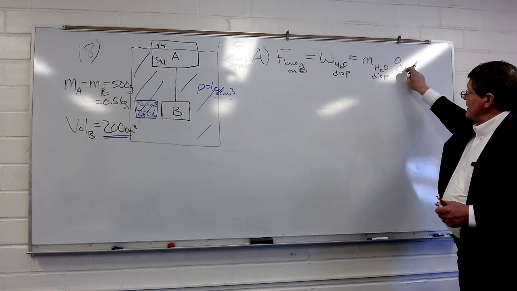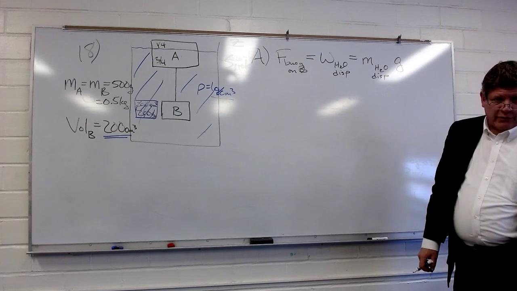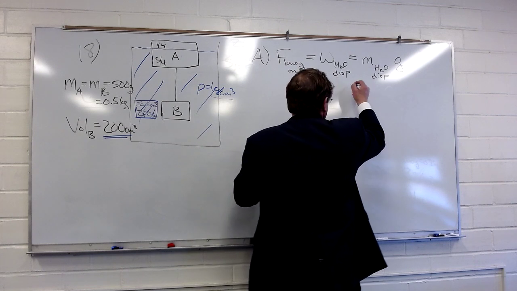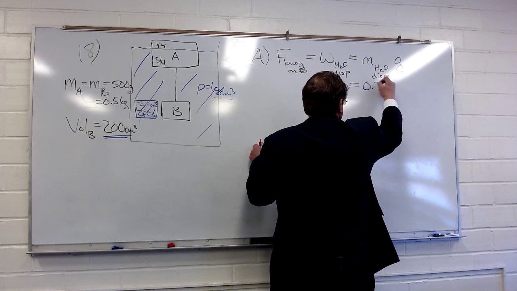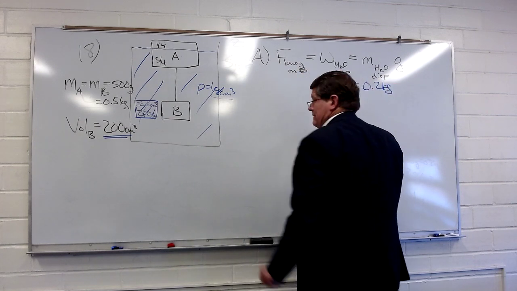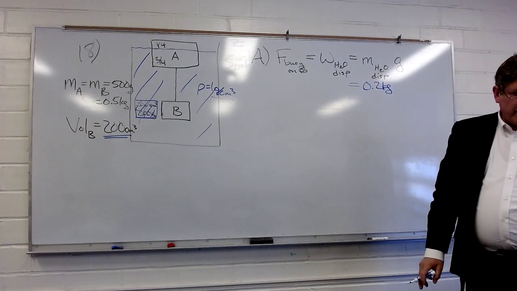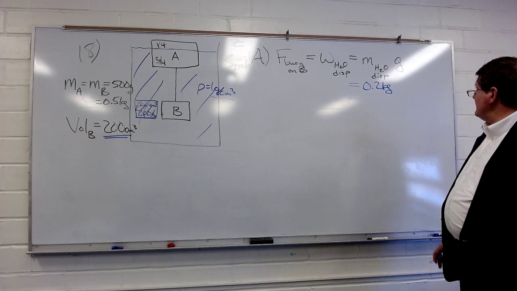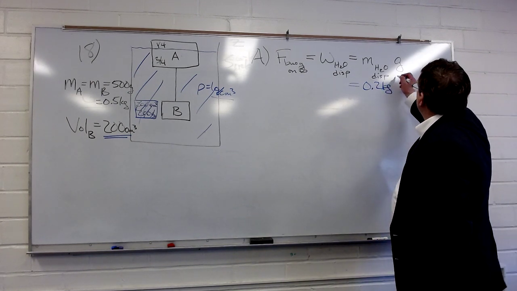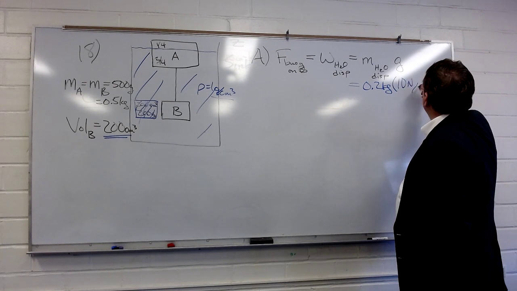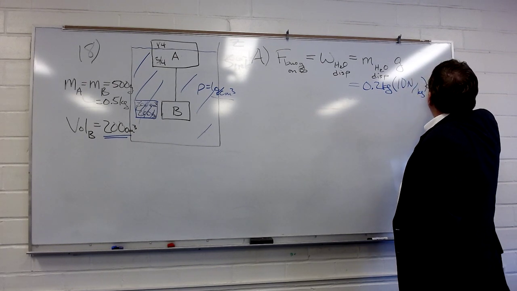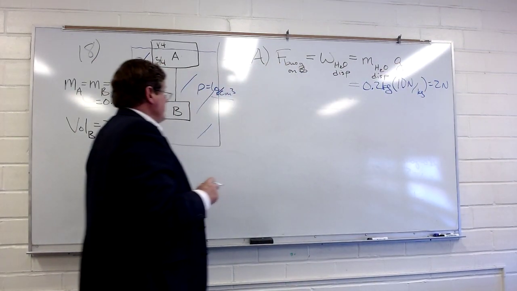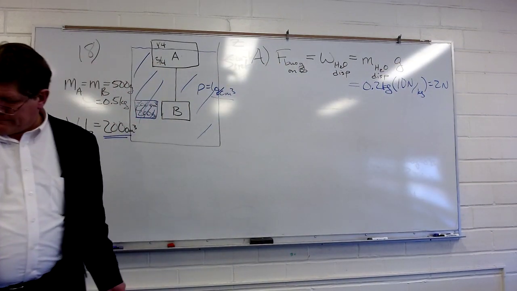But if I'm going to multiply that by G, I can't put in 200 grams. I've got to put that in as 0.2 kilograms, okay? 200 grams is 0.2 kilograms because there's 1,000 grams in a kilo, okay? Okay, and then I multiply that by 10 newtons for each kilogram and I get 2 newtons. So the buoyant force on B is 2 newtons.